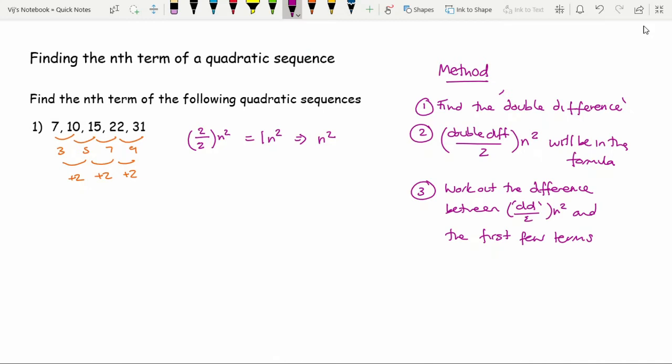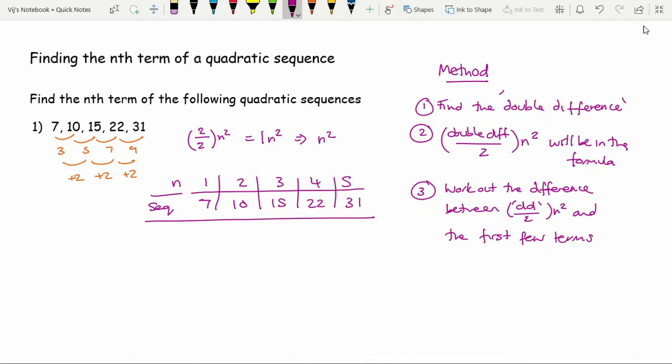Now for this, what we need to do is set up the table. So if I set up n as 1, 2, 3, 4, 5, and we've got the numbers in the sequence, which are 7, 10, 15, 22, and 31, and let's just put some lines there. And then what I want to do is work out what the n squared is. The reason why I'm using n squared is whatever this is, I'm going to put that here, and I'm then going to work out what n squared is.